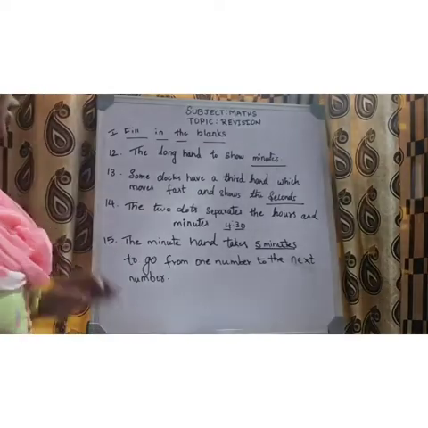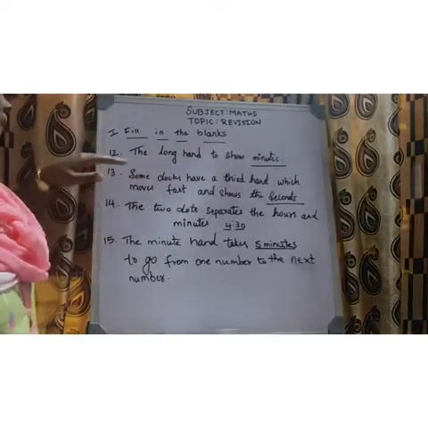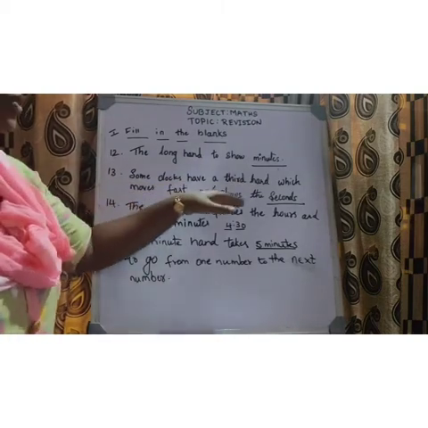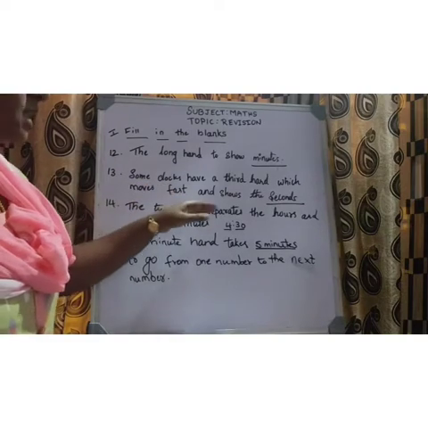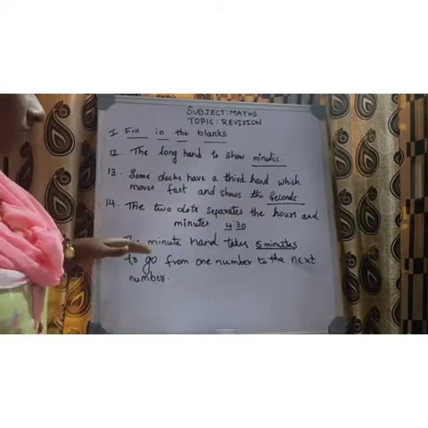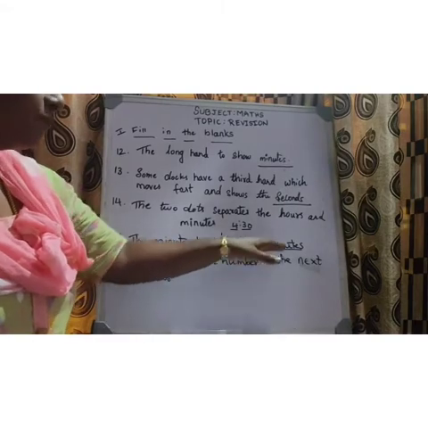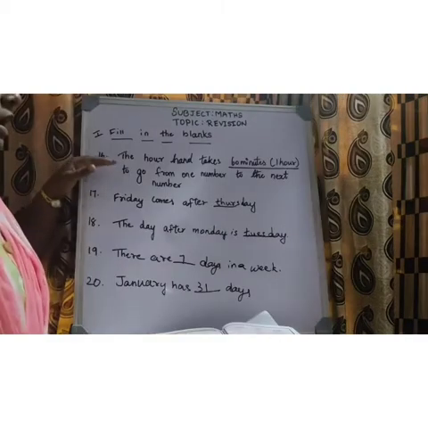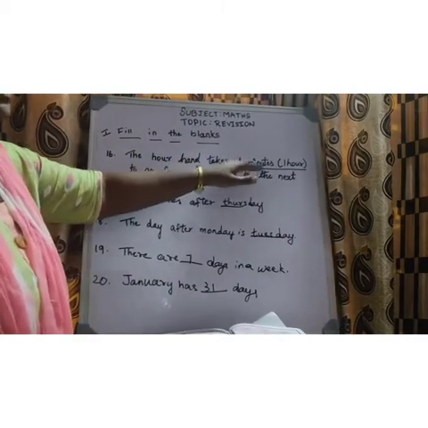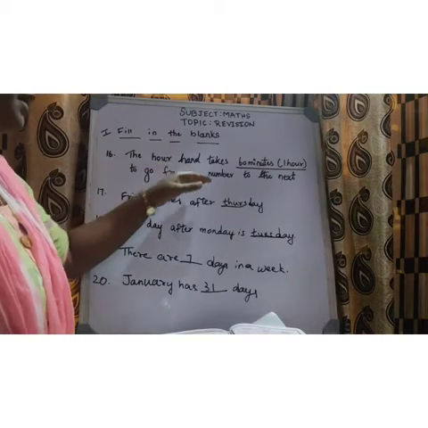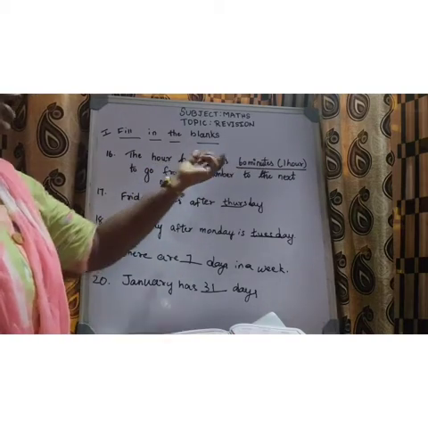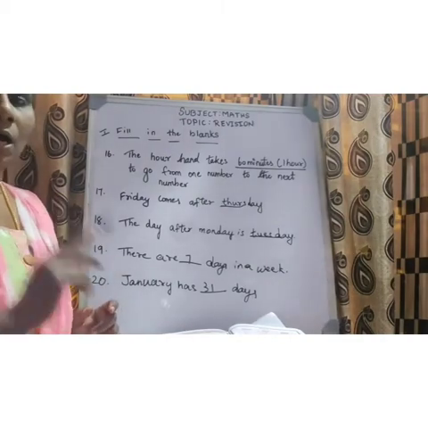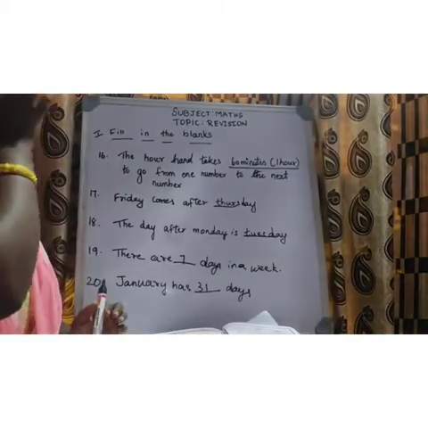Okay, understood, children? The long hand shows the minutes. Some clocks have a third hand which moves fast and shows the seconds. The two dots separate the hours and minutes. The minute hand takes 5 minutes to go from one number to the next number. The hour hand takes 60 minutes, that is 1 hour, to go from one number to the next number. So the hour hand takes how long, children? It takes 60 minutes, that is 1 hour.